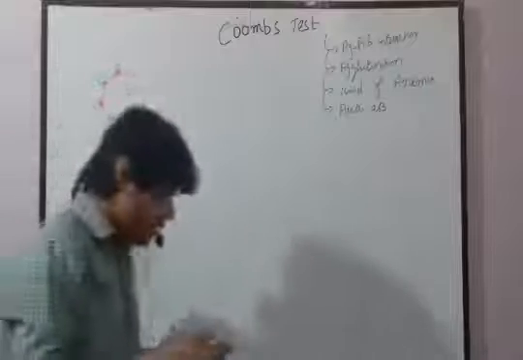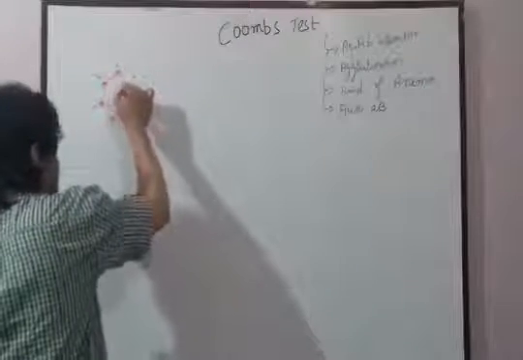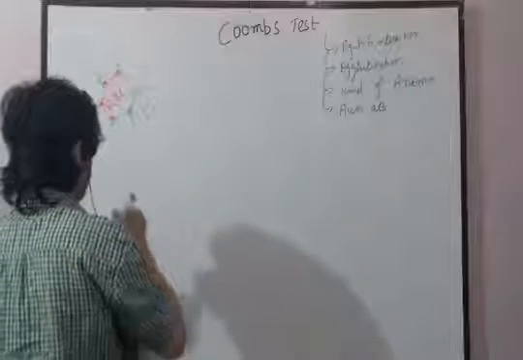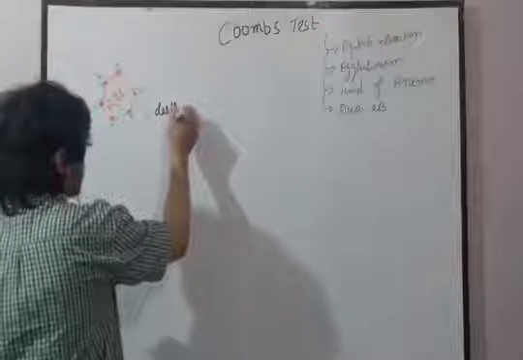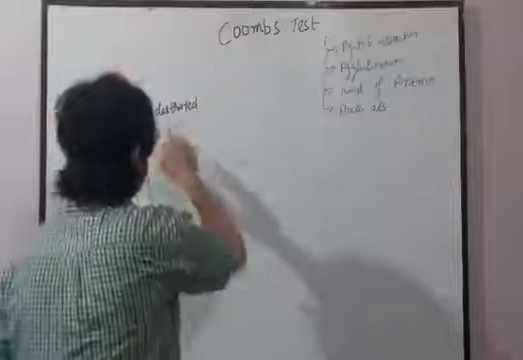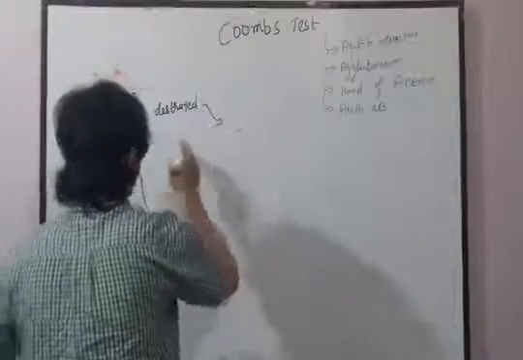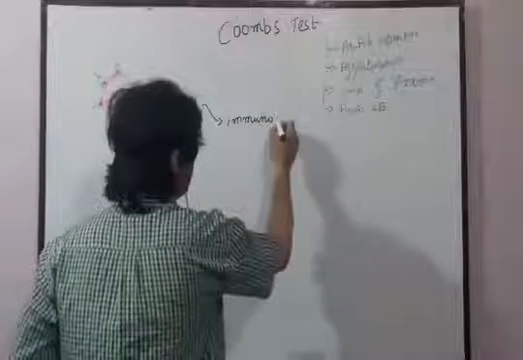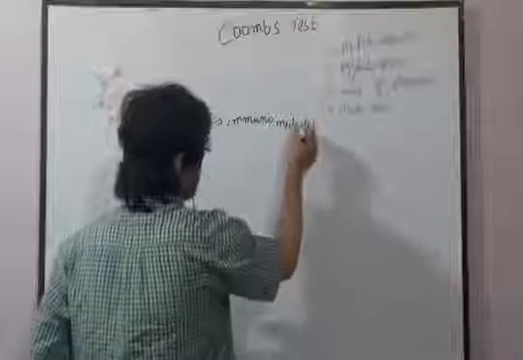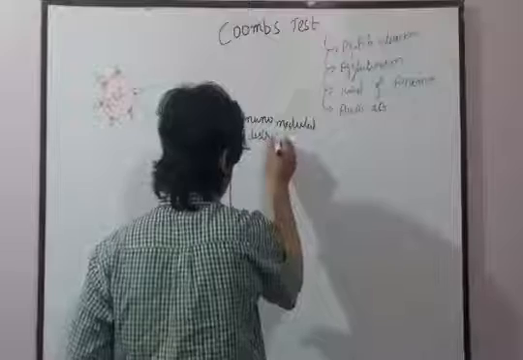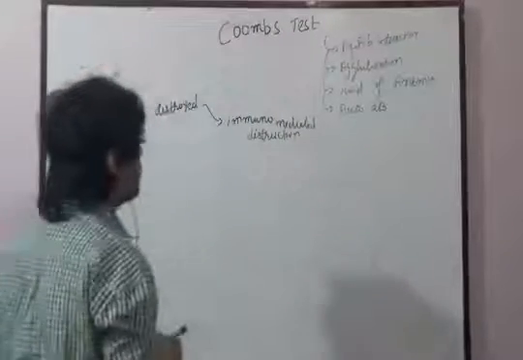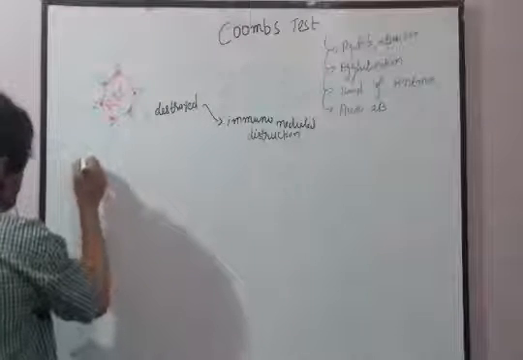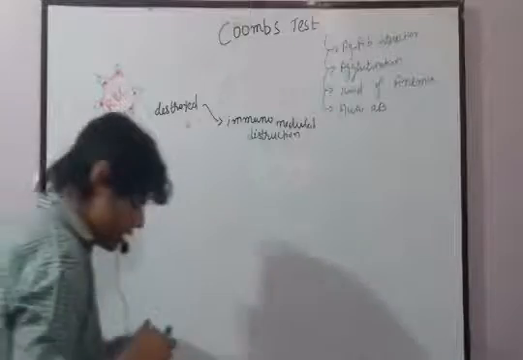Once the antibodies are activated against this RBC, or against this antigen, what will happen? This RBC will be destroyed. Once the RBC is destroyed, it will cause immuno-mediated destruction. This immuno-mediated destruction occurs due to this autoantibody. So this is actually autoantibody.